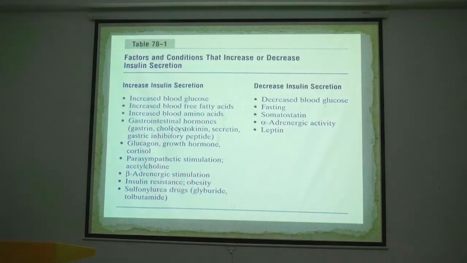And these all are the factors and conditions which can increase or decrease insulin secretion. Insulin secretion increases with blood glucose, free fatty acids, amino acids, GIT hormones, glucagon, growth hormones, parasympathetic stimulation, beta adrenergic stimulation, insulin resistance, sulfonylureas.